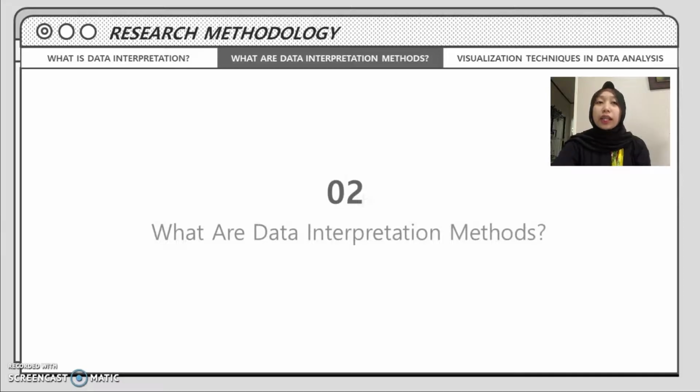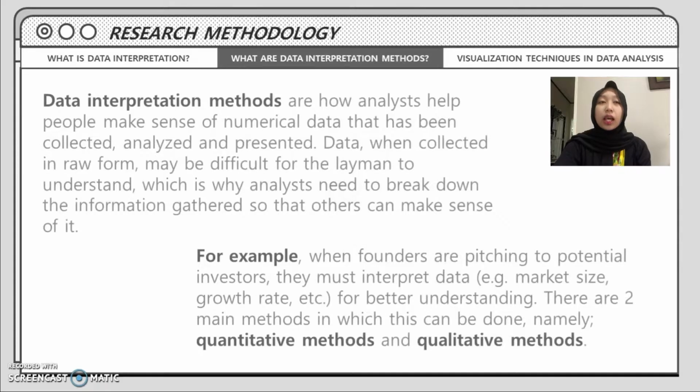The second content is, what are data interpretation methods? Data interpretation methods are how analysts help people make sense of numerical data that has been collected, analyzed, and presented. Data, when collected in raw form, may be difficult for the layman to understand, which is why analysts need to break down the information gathered so that others can make sense of it.